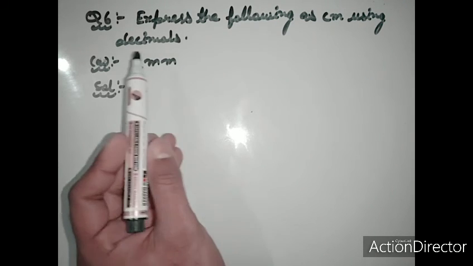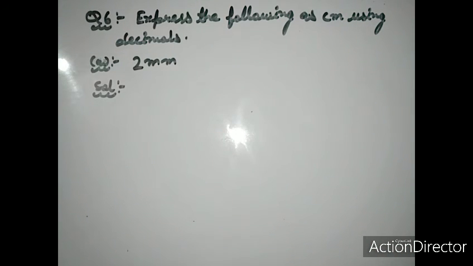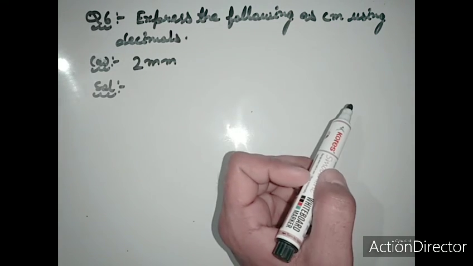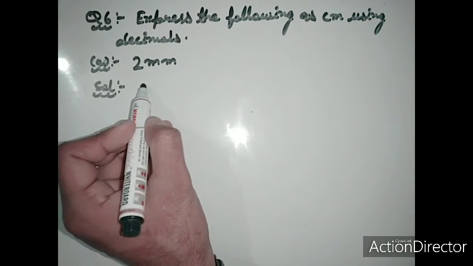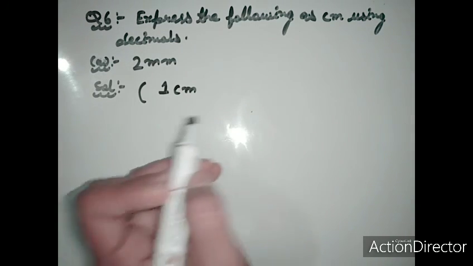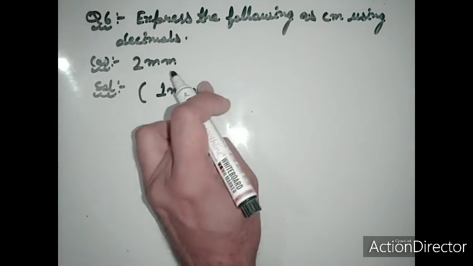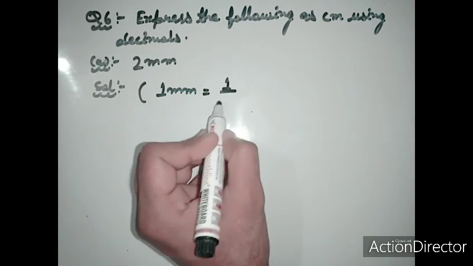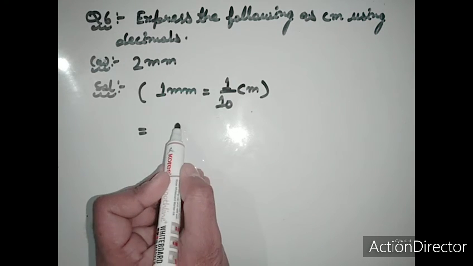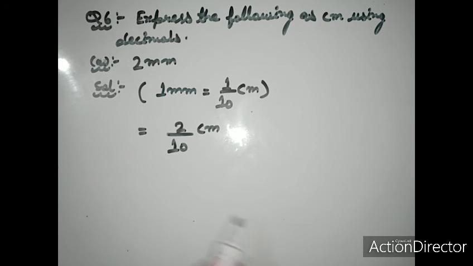Now students, after that here we solve question number 6. Express the following as centimeter using decimal. Right? So there is 2 millimeter. Here we convert this 2 millimeter into centimeter. Okay. So I hope you all know how many centimeters are in 1 millimeter. So here we write 1 millimeter equal to 1 upon 10 centimeter. So here we simply divide this 2 by 10 and we get our answer in centimeter.